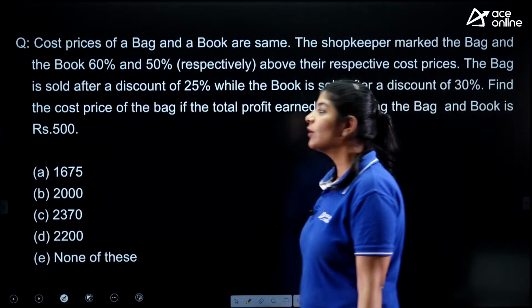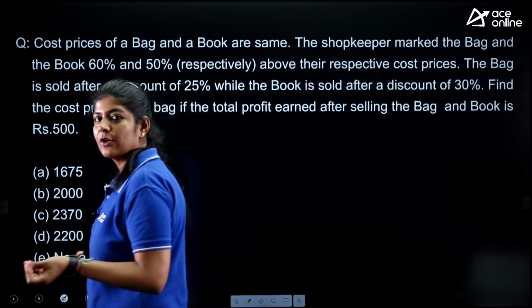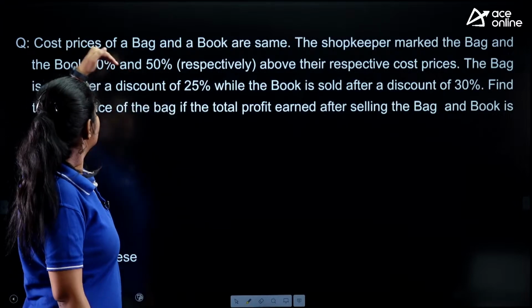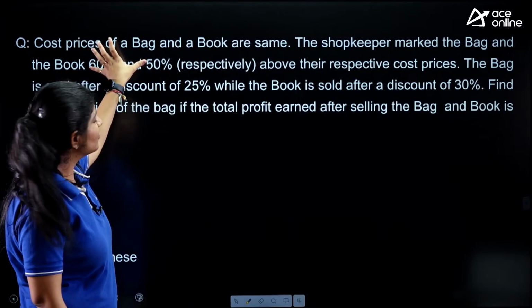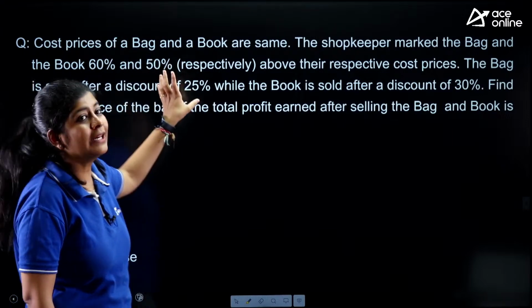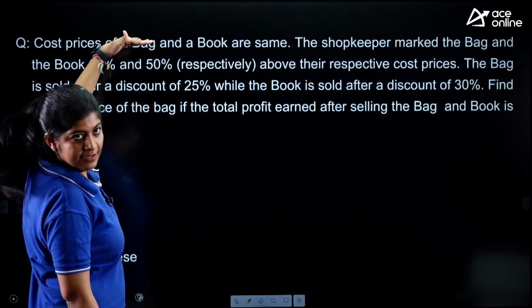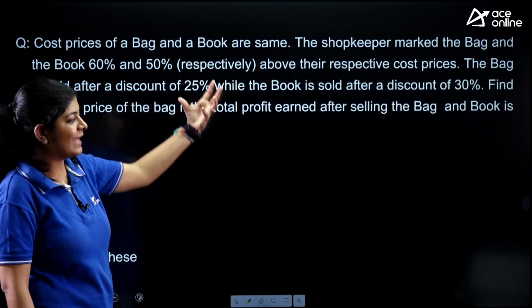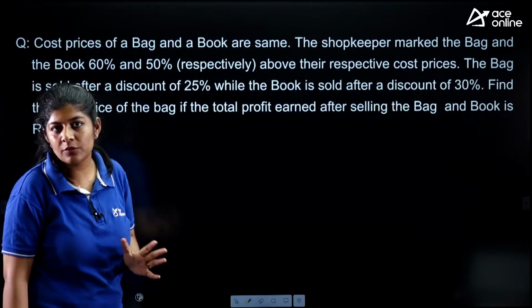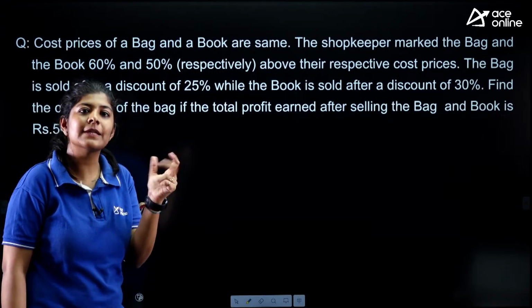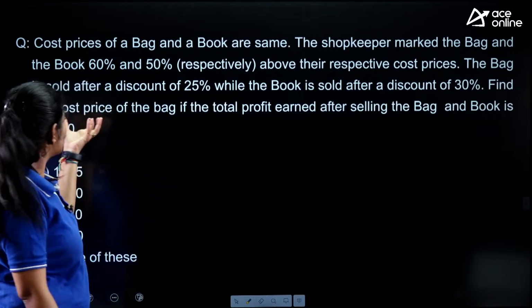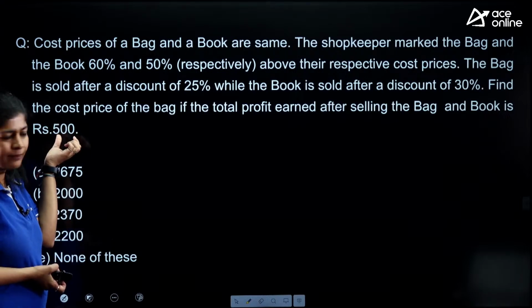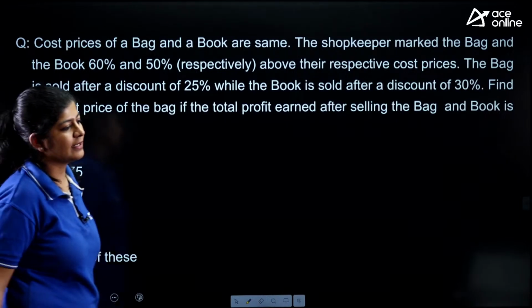It's a very simple one. All you need to do is first assume the cost price of the bag and the book. Afterwards, you need to find out the MRPs. As you get the MRPs, you need to figure out the selling price. As you get the selling price, you can easily get the profit. Profit is nothing but selling price minus the cost price. And the total profit earned after selling all these products, just simply compare the value and you will get the answer.